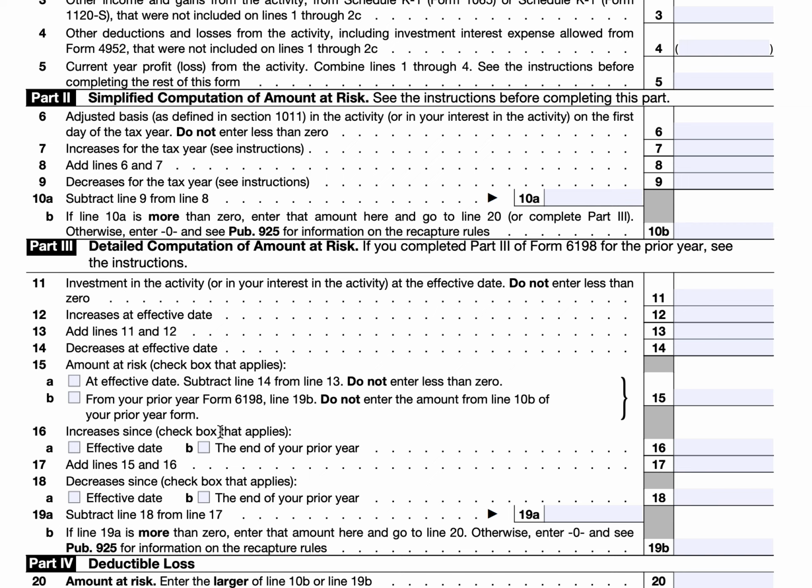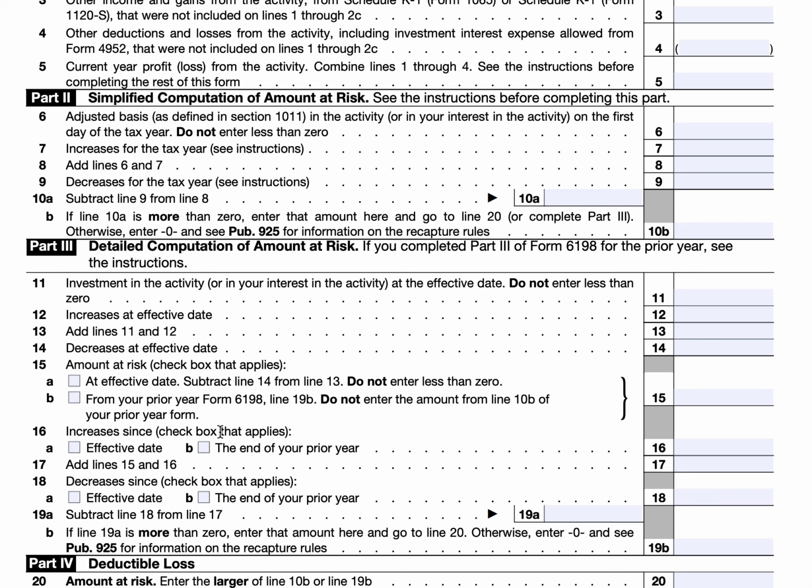3, loans for which you are personally liable that were used to finance the activity, acquire property, or to acquire your interest in qualified non-recourse financing. But don't use any amounts that were listed previously. So 4, total net income since the effective date. Don't enter amounts less than 0, and don't include current year income or gains. 5, gain recognized on the transfer or disposition of all or part of the activity or your interest in the activity.